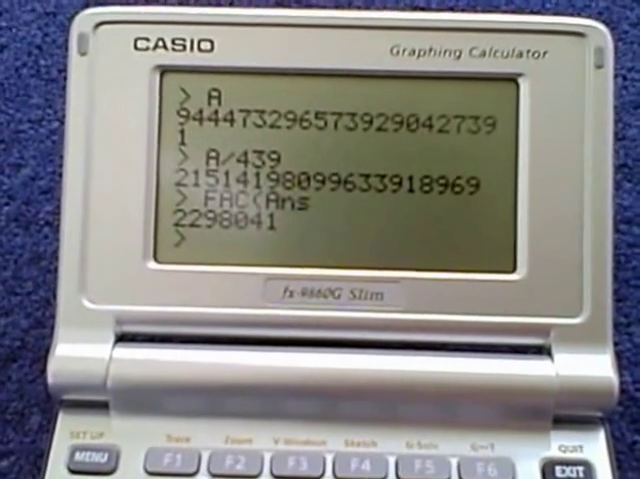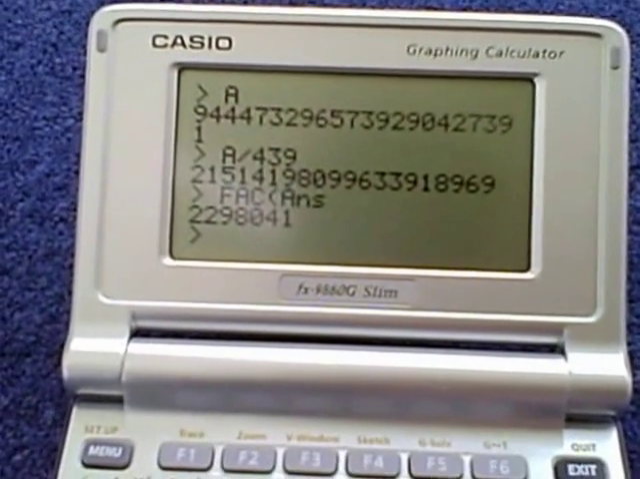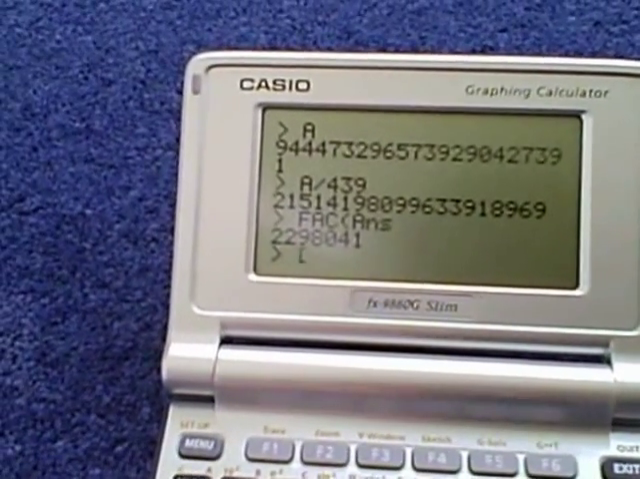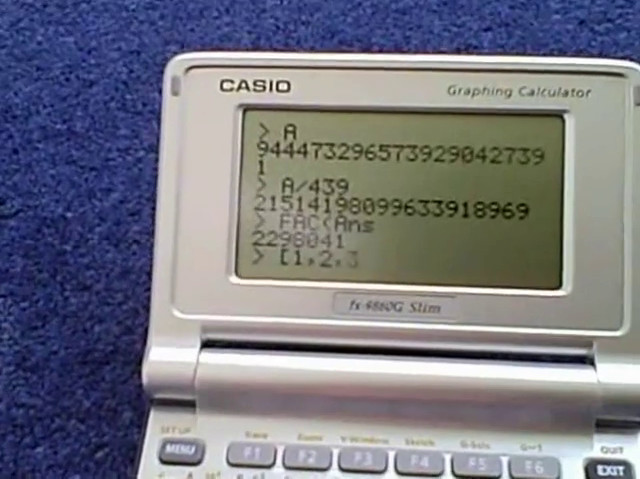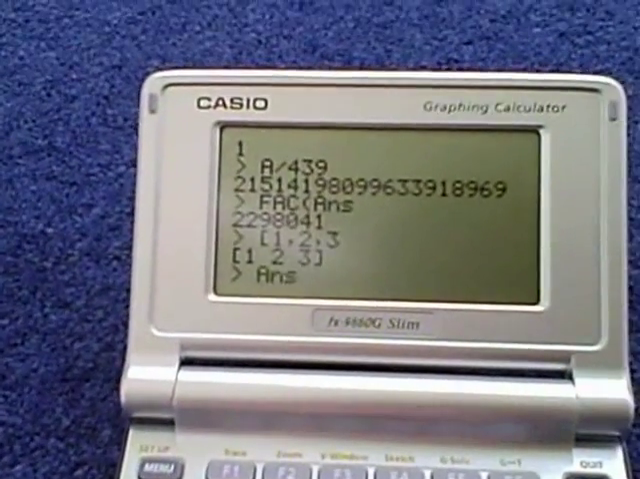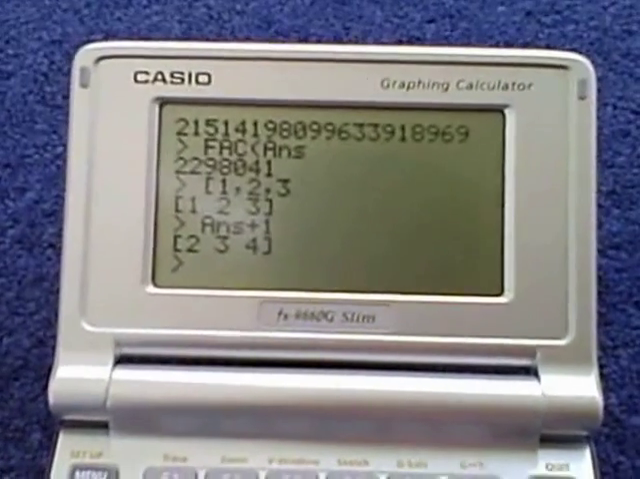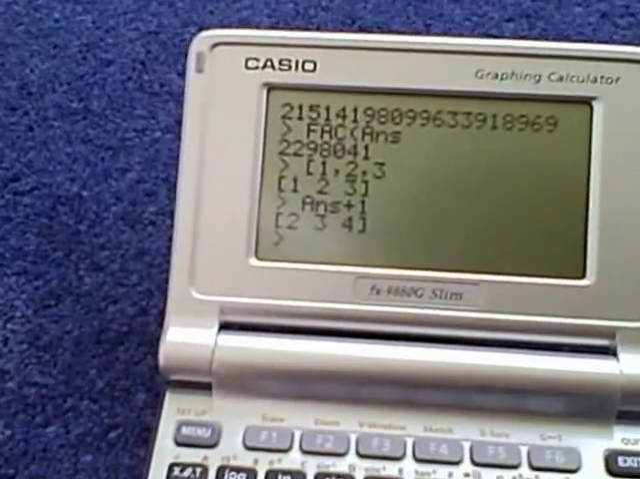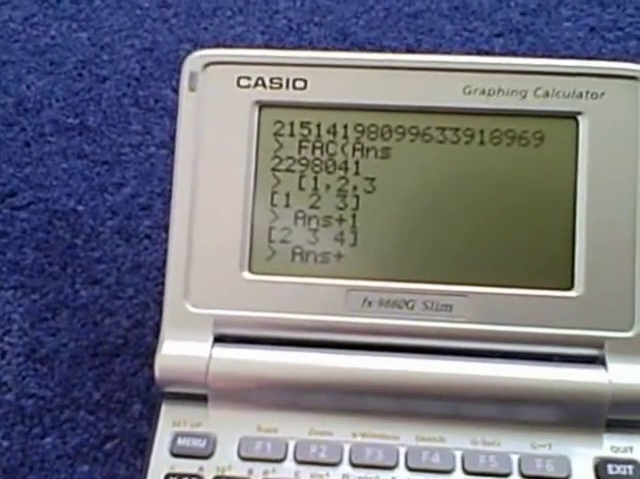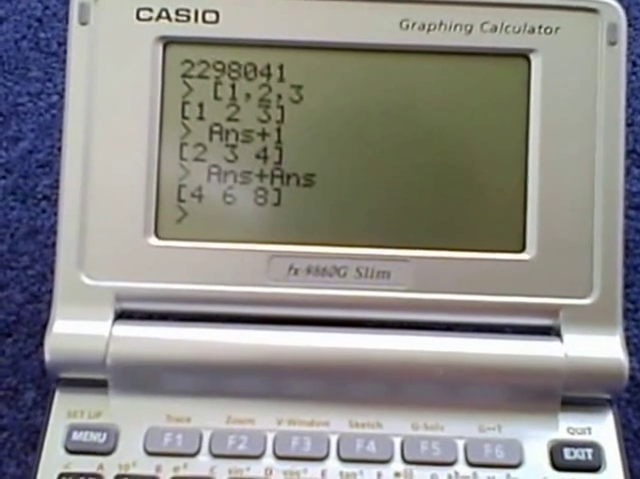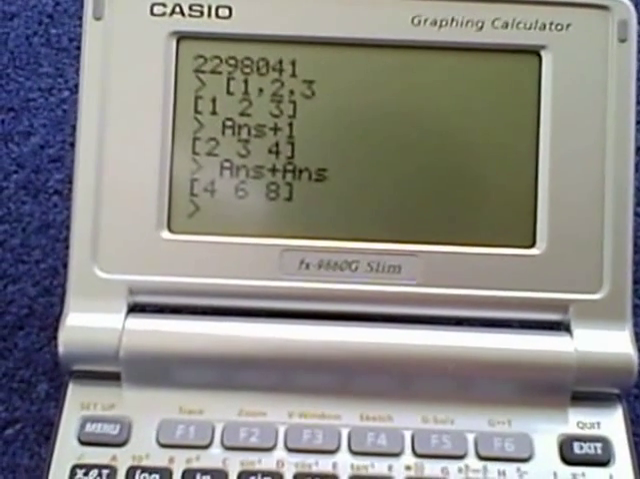Let's do some calculations with matrices. Now matrices and vectors are handled in roughly the same way, so that for example 1, 2, 3 is a vector. We can do things like answer plus 1. What that does is it adds 1 to every element of the vector. We can do answer plus answer, which is vector addition. Now a matrix is a vector of vectors.